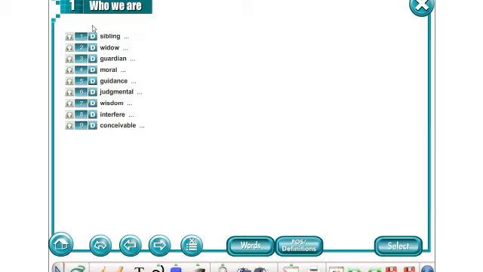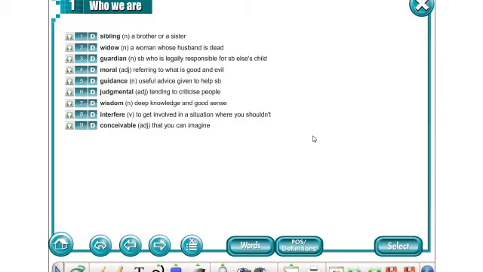So the first thing we are going to deal with is sibling. Sibling, widow, guardian, moral, guidance, judgmental, wisdom, interfere, conceivable. Okay, let us discuss the meanings.